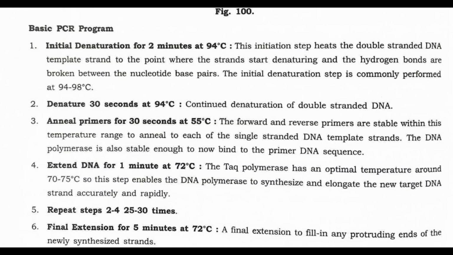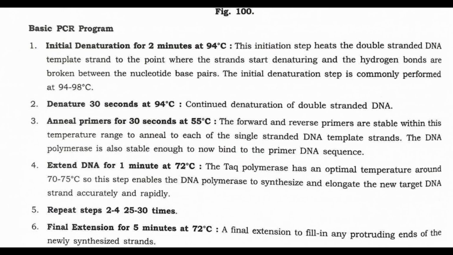Initial denaturation for 2 minutes at 94 degrees Celsius. This initiation step heats the double-stranded DNA template to the point where the strands start denaturing and the hydrogen bonds are broken between the nucleotide base pairs. The initial denaturation step is commonly performed at 94 to 98 degrees Celsius.